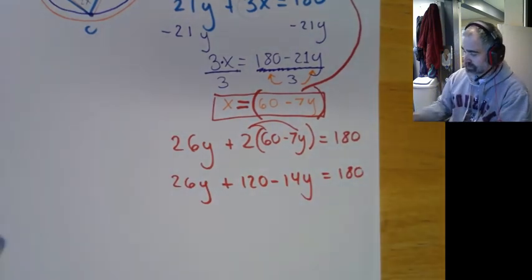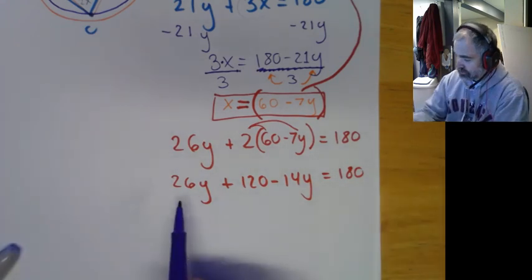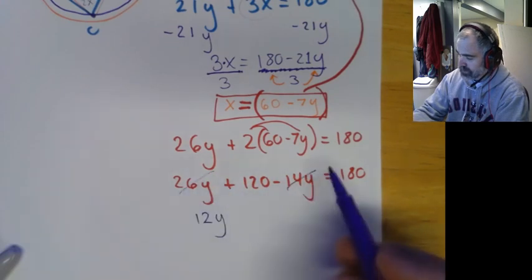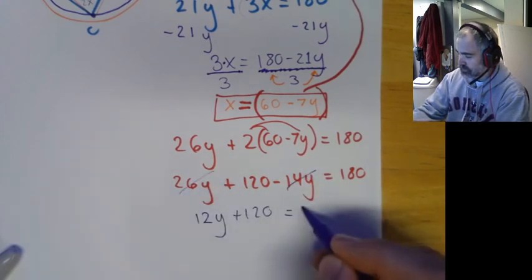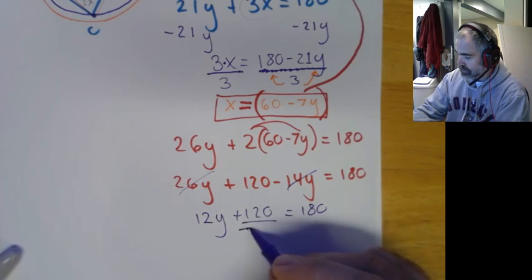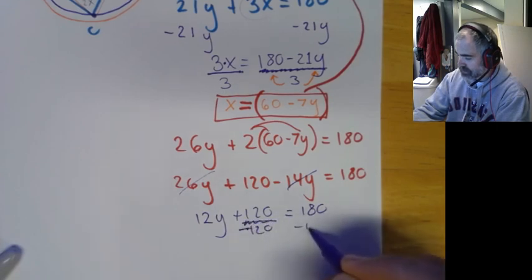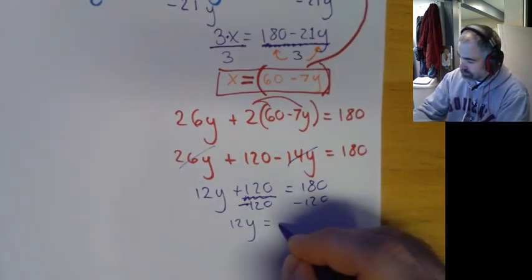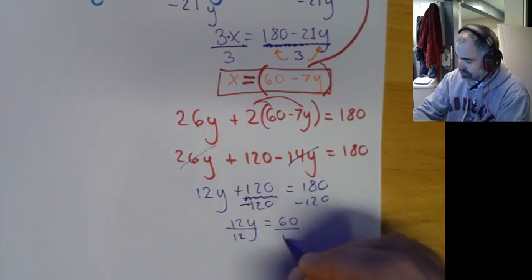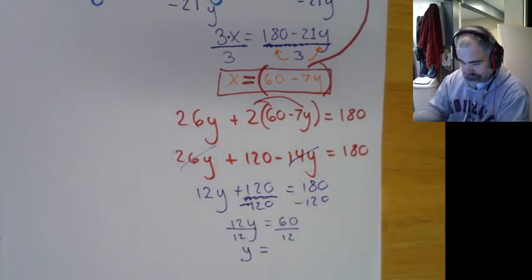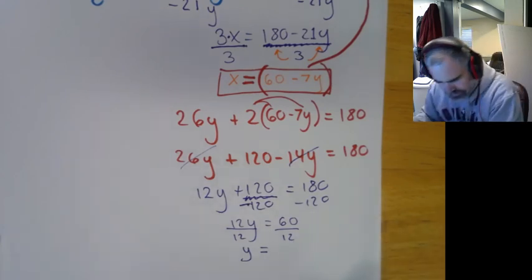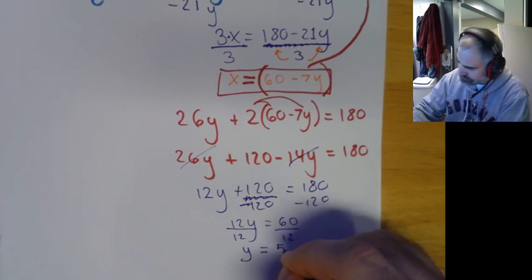And we can combine like terms and solve this. So 26 and negative 14, that makes 12y. So I combine those. Plus 120 equals 180. We're getting pretty close here. I'm going to subtract, sorry, not divide. Subtract 120 from both sides. I get 12y equals 60. You can divide by 12 and you get y equals 5. Or y equals 6? Did I get that right? Yeah, y equals 5. Okay.